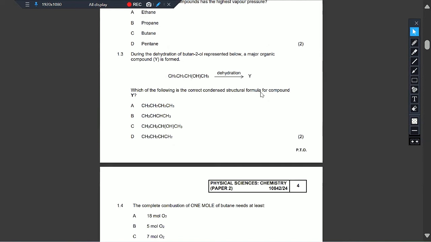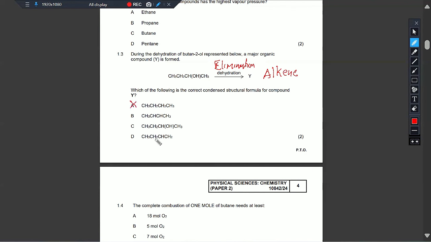Then we have 1.3. It says, during the dehydration of butan-2-ol represented below, a major organic compound Y is formed. Now, when we are talking about a major product formed, we always refer to a product whereby the functional group will be on the second carbon. So this is dehydration, which is an elimination reaction. And as we know, with an elimination reaction, we are trying to form the double bonds. So this is whereby we are trying to produce an alkene. So from these options here, we'll be looking specifically for an alkene.